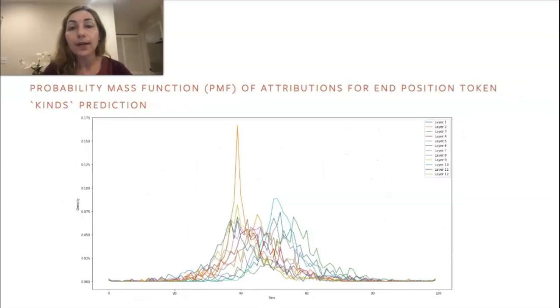We can further analyze attribution scores by computing the probability mass function for attributions in all 12 BERT layers. In this case, we distributed attribution scores between 100 bins as shown on the x-axis and visualize the density of attributions for all 12 layers on the y-axis. The distribution for most of the layers resembles a bell curve with varying means and variance values.